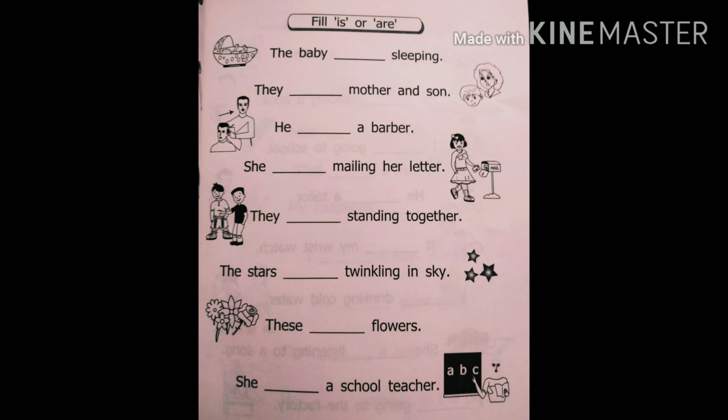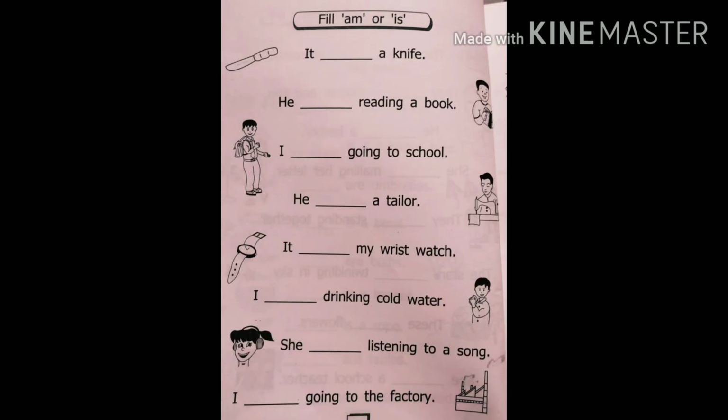She dash a school teacher. She is also a singular person. We're talking about a singular person. So we write down she is a school teacher. So you see where we use is and are. So now in the second exercise you fill am or is. As you know, am is used with I.